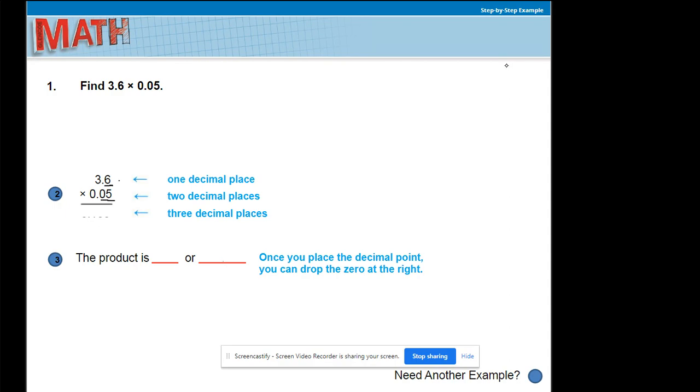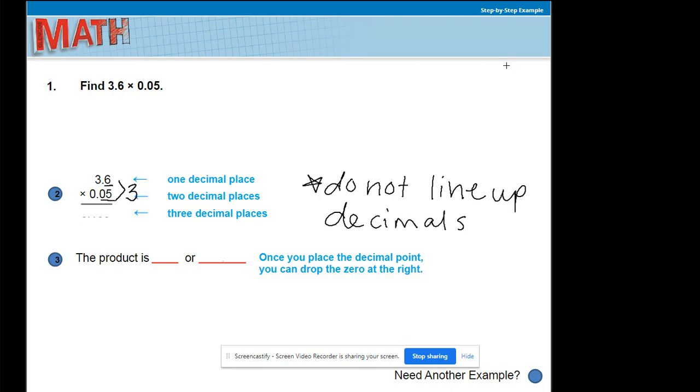So we need to remember that we need to move a total of 3 times because there are 3 numbers behind the decimals. Also remember, you do not need to line up the decimals when you are multiplying. Otherwise it will make you move too many times, and it's just a pain. So just remember, when you are multiplying decimals, you do not need to line up the decimals.